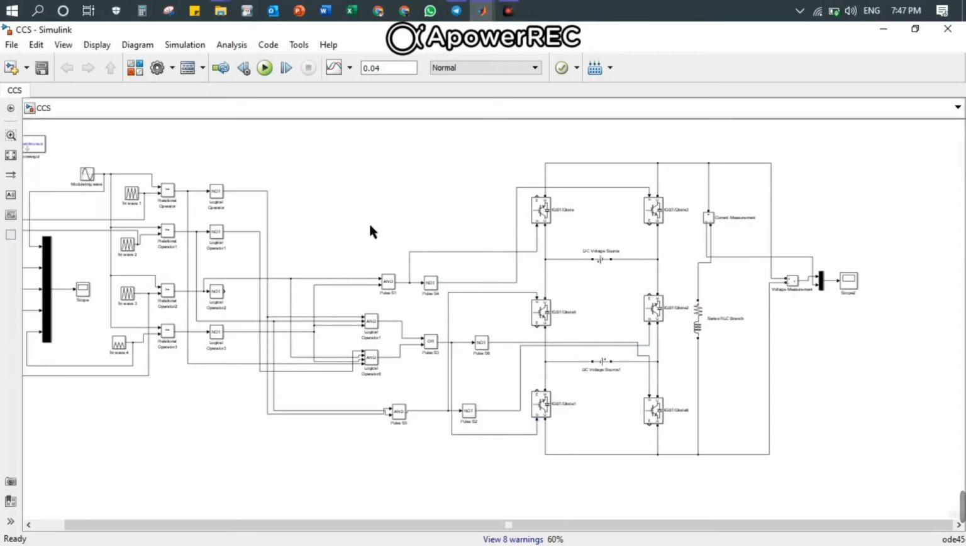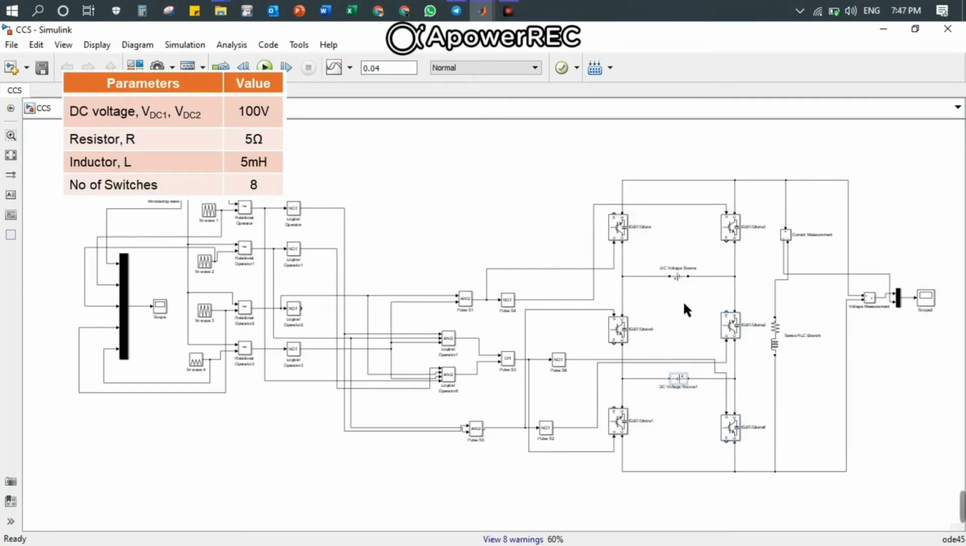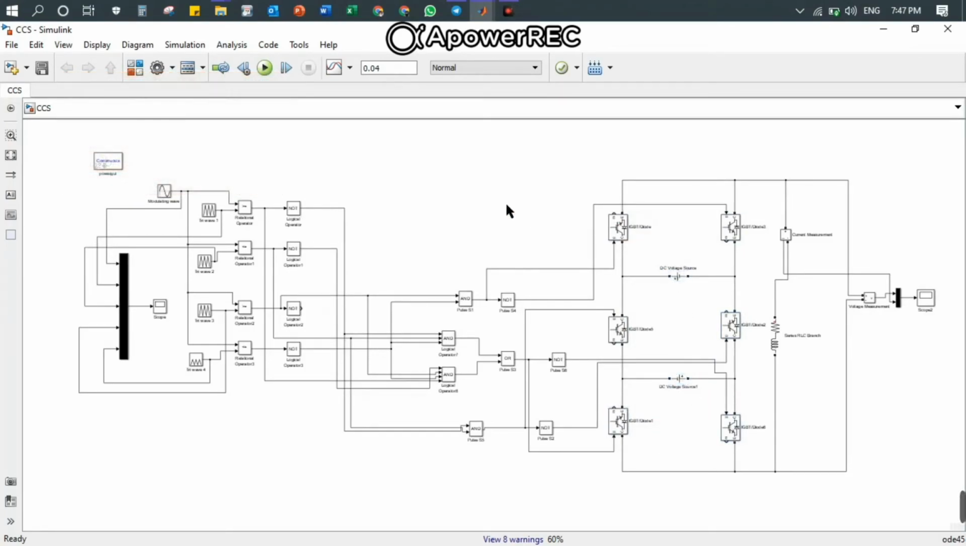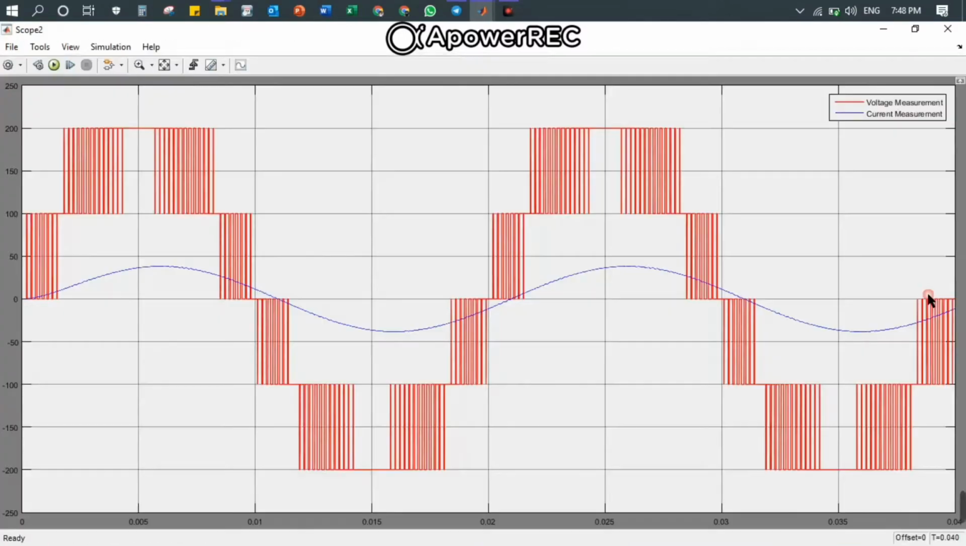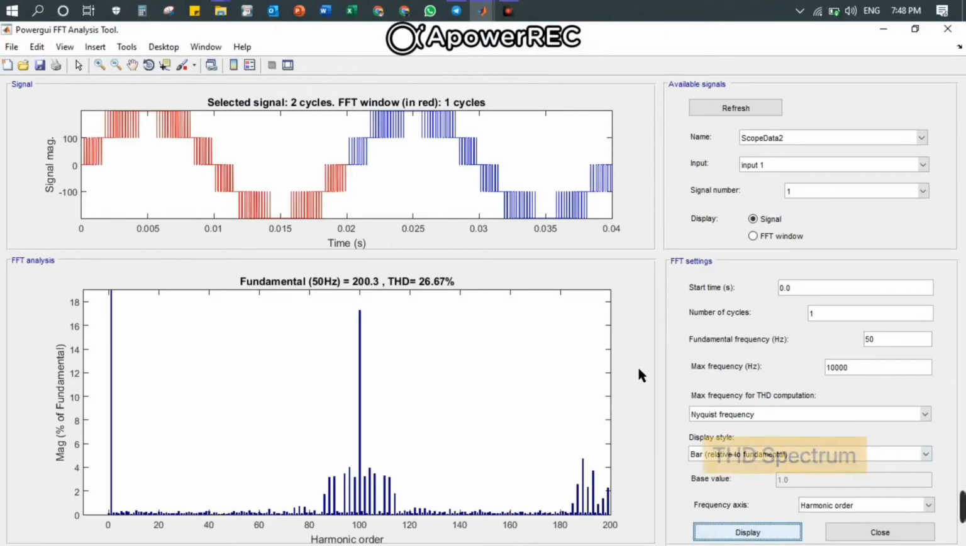For 5 level output voltage, cross-connected source needs a total of 2 DC sources and 6 switches only. All the parameters are using the same value as the bridge since we want to compare both of the output results later. After running the simulation, we obtain the output voltage and output current waveform. Based on the result, there are 5 levels of voltage which are 200 volt, 100 volt, 0 volt, negative 100 volt and negative 200 volt. And the measurement of the THD value is 26.67% with fundamental voltage equal to 200.3 volt.